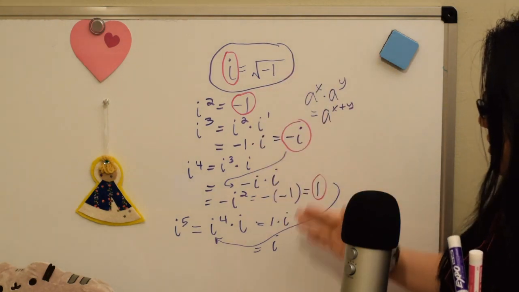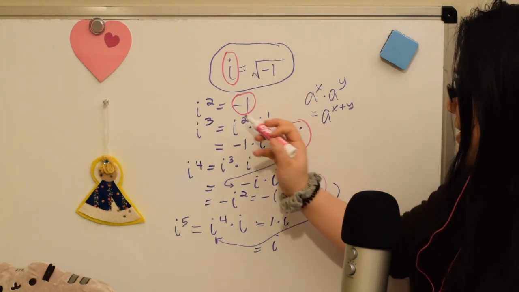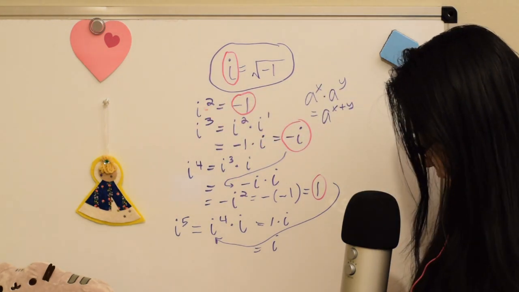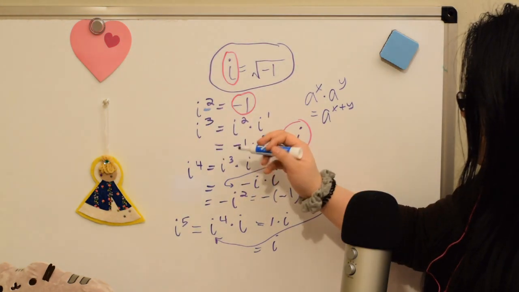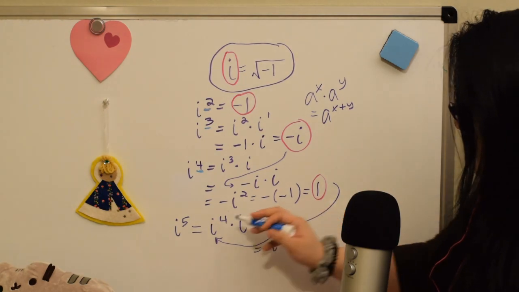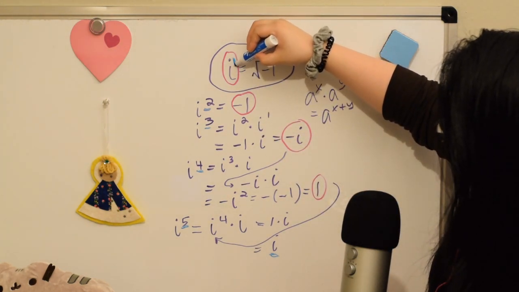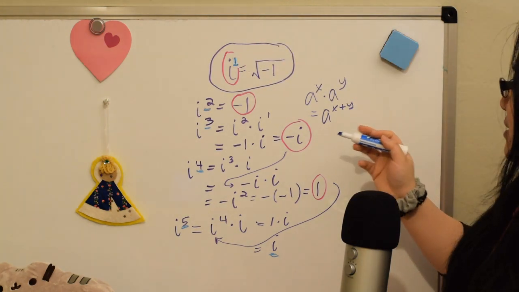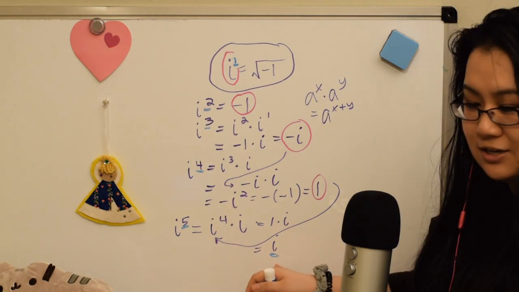So then we just repeat the cycle again. We got i to the 1 is just i, which is my square root of negative 1. i squared, let me just do this in a different color. I think it'll be neater that way, and it'll be more apparent what this pattern is. So i squared is negative 1. i cubed is negative i. i to the fourth is 1. And then i to the fifth goes back to i. So this is kind of like i to the 1, or just regular i. We have 1, 2, 3, 4, 5, and then i to the 5th repeats back to i to the 1.